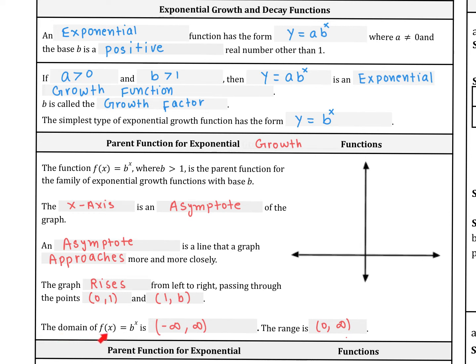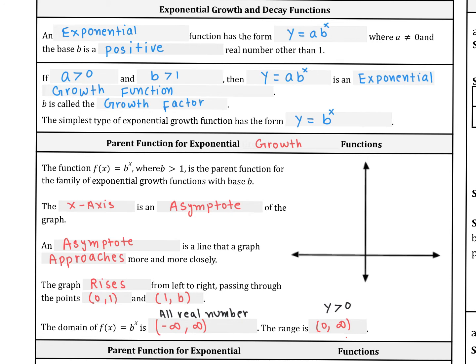The domain of f of x equals b to the power x is negative infinity to infinity. In other words, it's also called all real numbers. And the range is 0 to infinity. In another way, you can say that y is greater than 0.